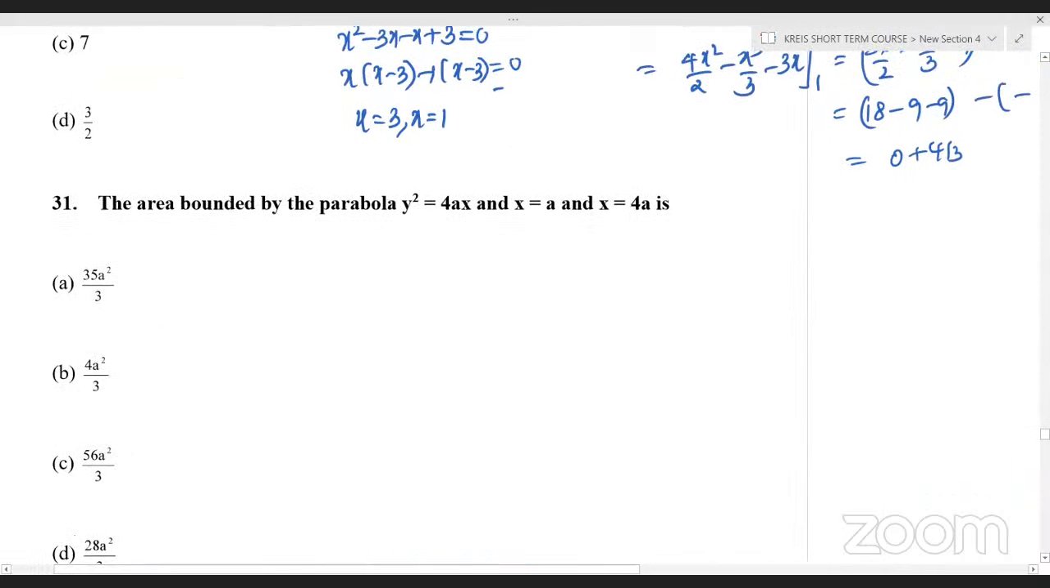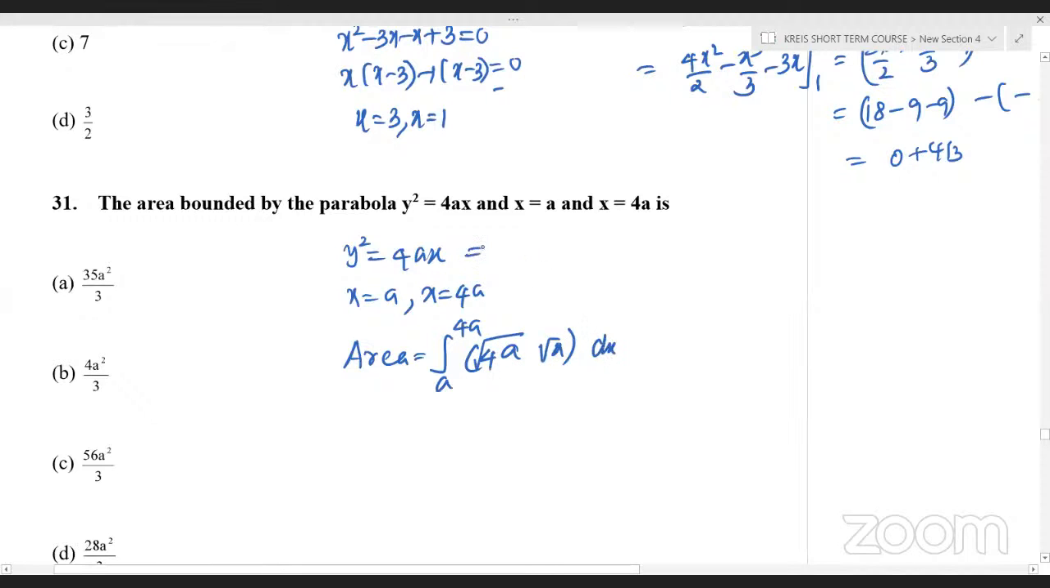Again, see the 31st question. Area bounded by the parabola y squared is equal to 4ax, and the lines x is equal to a and x is equal to 4a. So this is a straightforward question. So required area will be integral from a to 4a, y under the root 4ax, 4a into root x you get, integrated with respect to x. Otherwise, from this y is equal to 2 root a root x you can write. So this 2 root a comes outside.